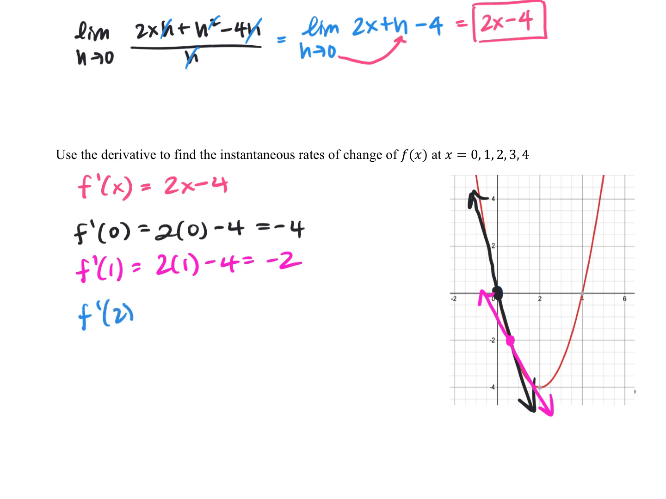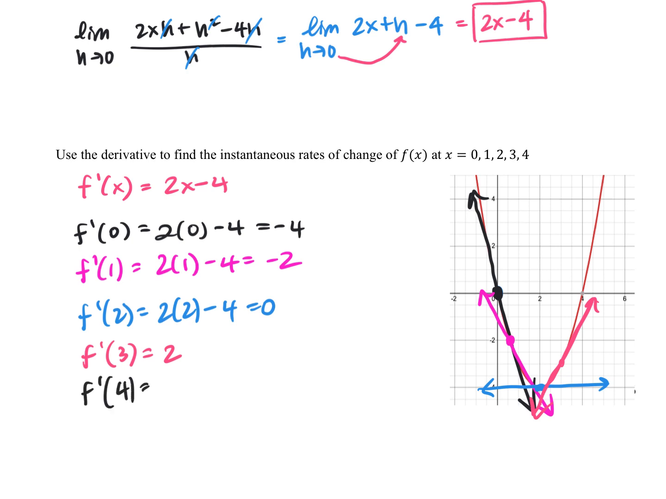f prime of 2. Good. Would you say at 2, the slope looks 0 of that tangent line? Yes. Yeah, because it's a horizontal line. What about at 3? At 3, we got 2. Legit? Yeah. And as we get to 4, do you think it should be the biggest? Yes. 2 times 4 is 8 minus 4.